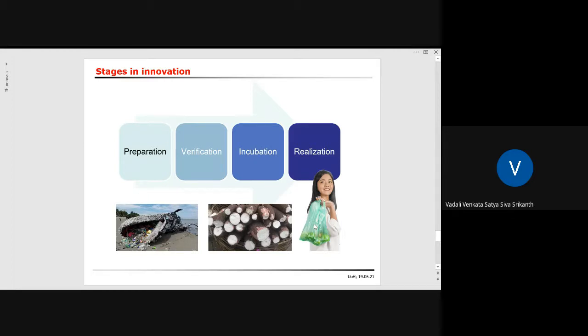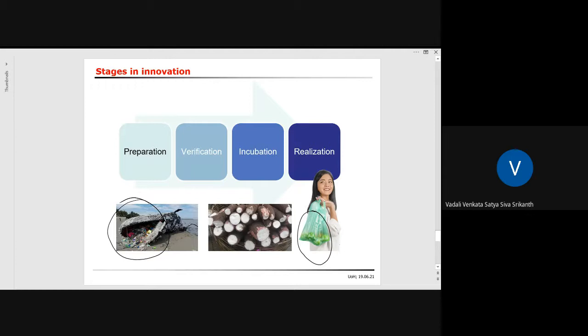And then comes the realization. Here is one example. We recognize that plastic, in nature, humans as well as other living beings are affected by pollution. Here, the plastic pollution. Here you can see a sea animal strongly affected by the plastic pollution in the water. We fabricate bags. Here you see a girl carrying a polythene bag to carry goods. Now, if you take these bags with plastic, this is the problem.